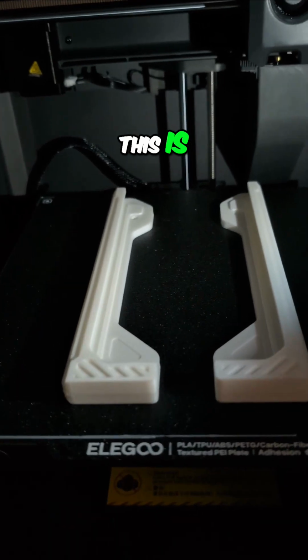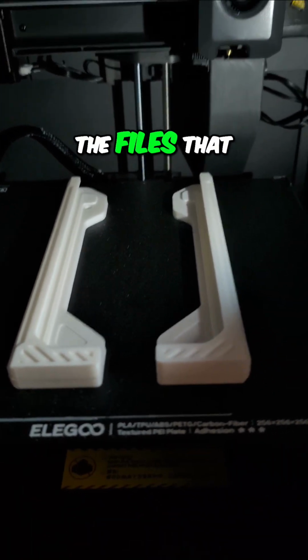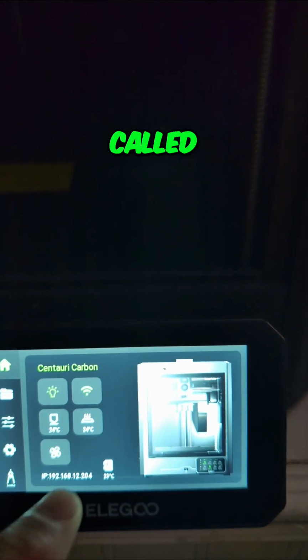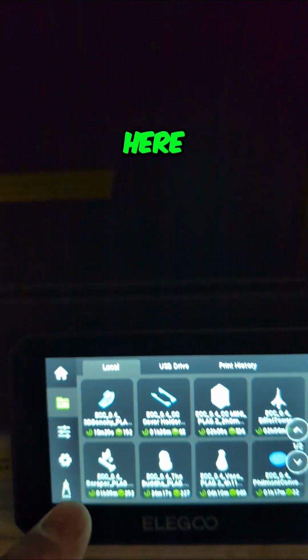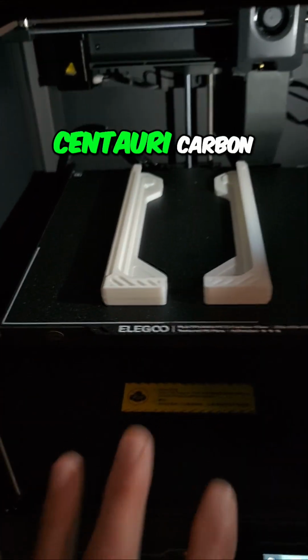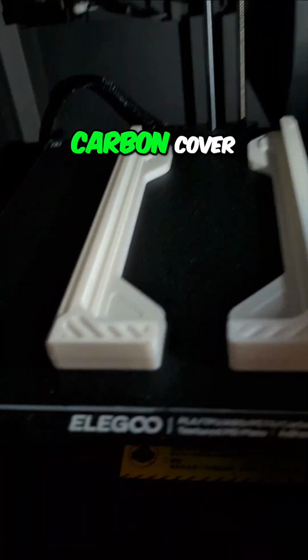This is, I don't even know what this is. This is one of the files that came on it. Let's see, what was it called in here? The cover holder, CC cover holder. So this is the Centauri Carbon. So it's a Centauri Carbon cover holder, apparently.